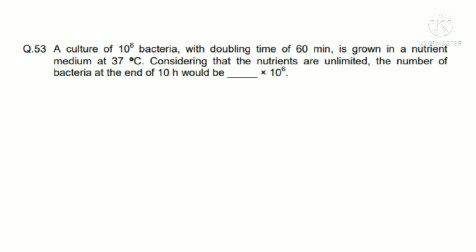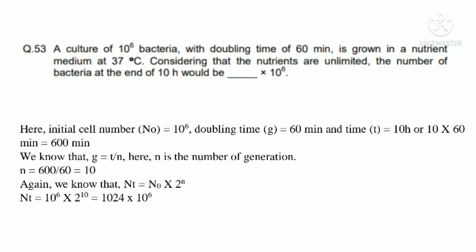In this problem, 10 to the power 6 bacterial cells were there and doubling time is 60 minutes. You have to calculate the number of bacteria that will be present in the medium after 10 hours. First, we will convert 10 hours into minutes, and it is 600 minutes. Now we will calculate in 10 hours how many generations will pass. We know that g is t by n, where n is the number of generations and t is the time. So n is 10.